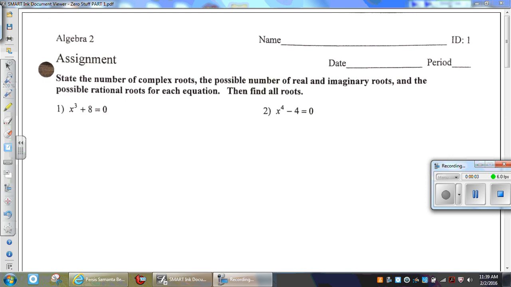This video will cover the first part of zeros of polynomials, actually how to find zeros of polynomials, and on your table of contents it is listed as item number 8, which is zero stuff.